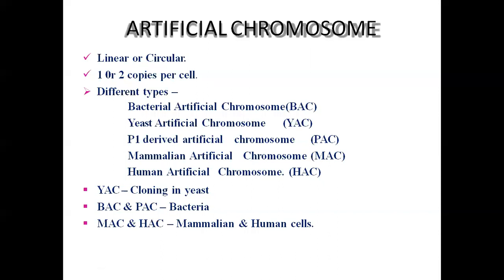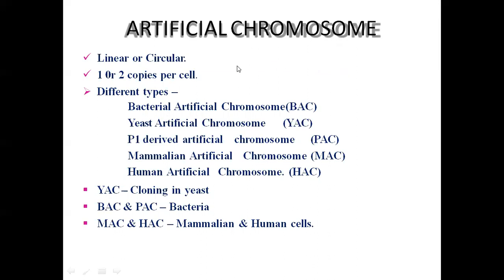Now, artificial chromosome. We are using the DNA molecule directly. We can use an artificial chromosome, not the natural chromosome. Mind it, it's an artificial chromosome, and it can be used as a vector. It may be linear or circular, with one or two copies per cell. Both are possible. Linear means a straight line, and circular means a round shape.